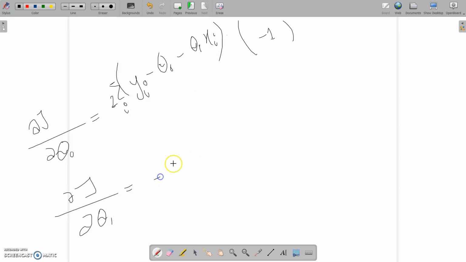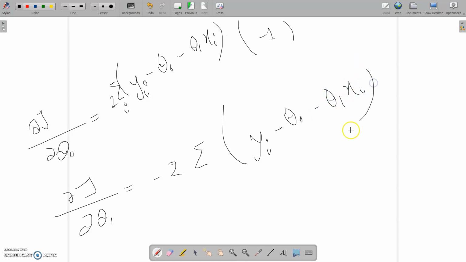So it will give you something like this, minus 2 summation of yi minus theta 0 minus theta 1 xi. This one will be multiplied by xi, because this one you have to perform derivation again, and you will get xi here. So these two equations you get. These are the derivatives, right?